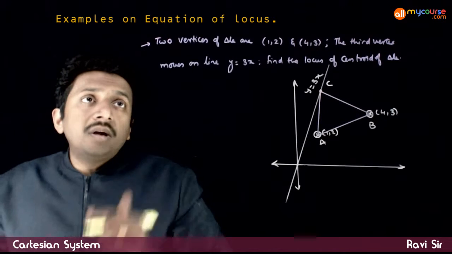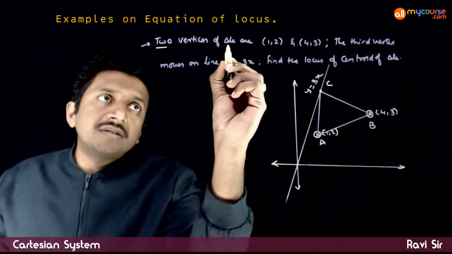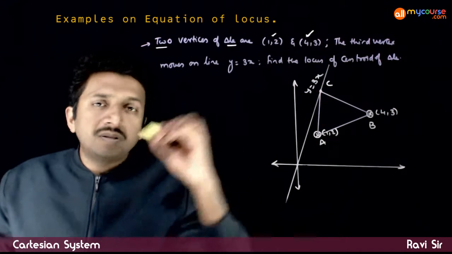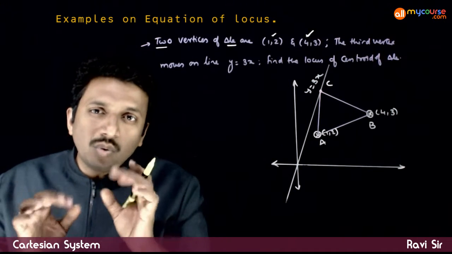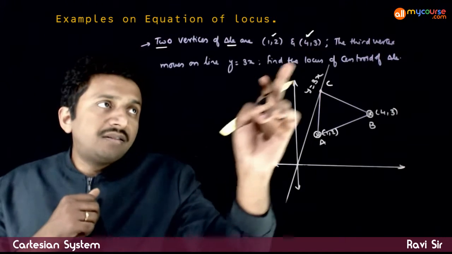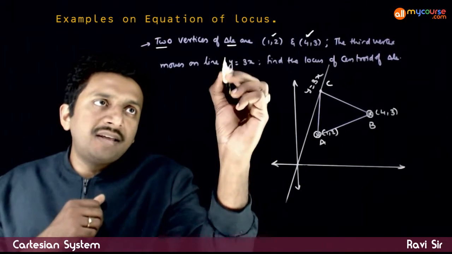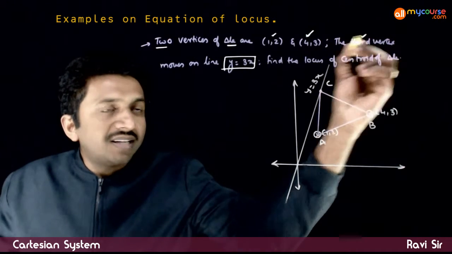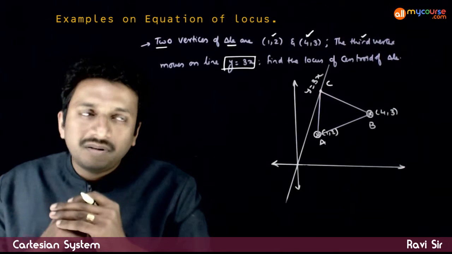In this question, you're given that two vertices of a triangle are (1, 2) and (4, 3). So you have a triangle whose two vertices are fixed at (1, 2) and (4, 3). And the third vertex moves on the line y is equal to 3x. It means the third vertex is a variable point.